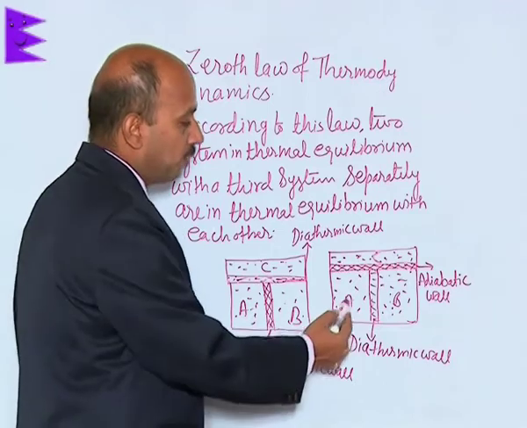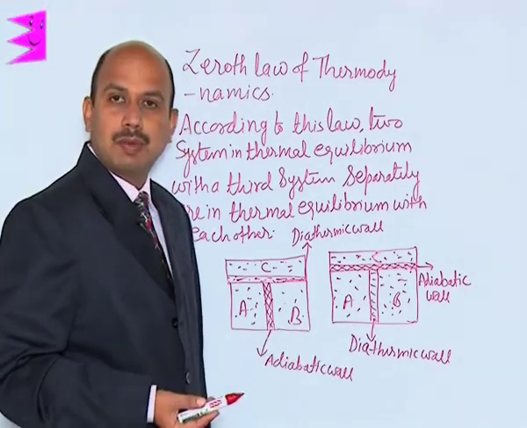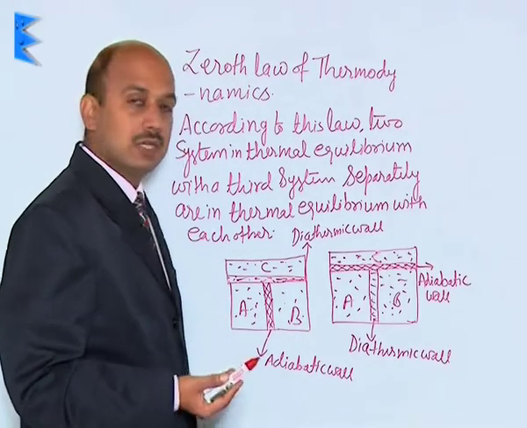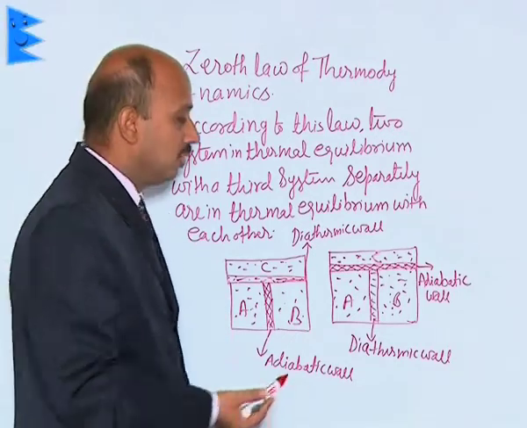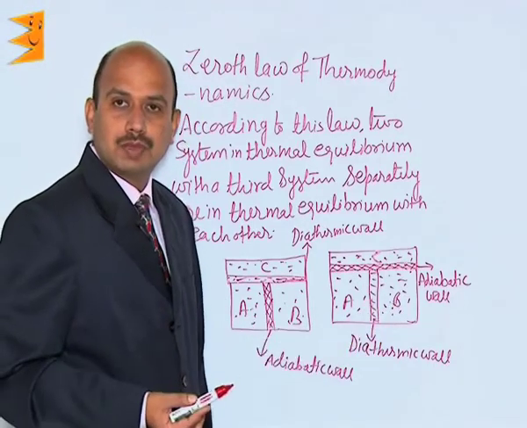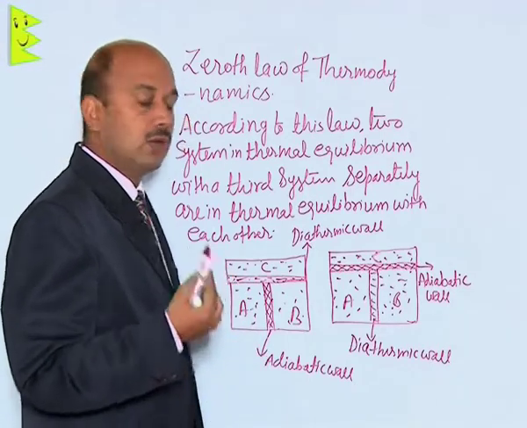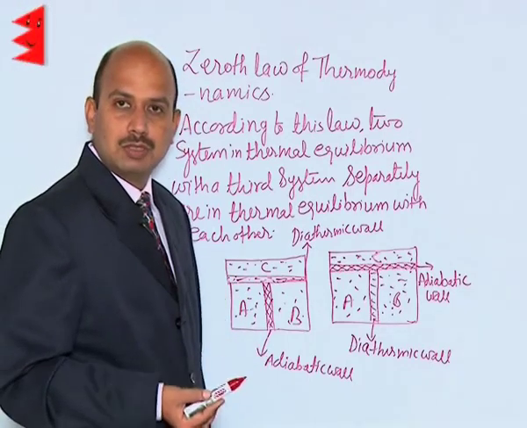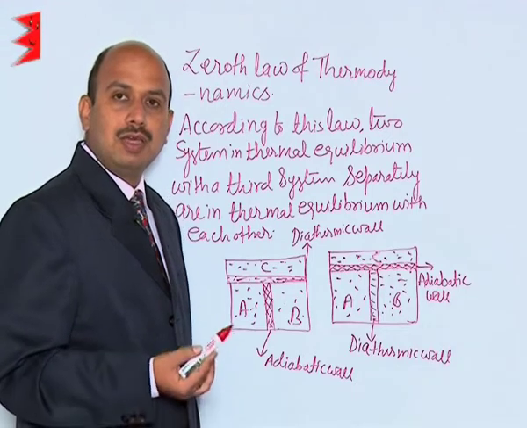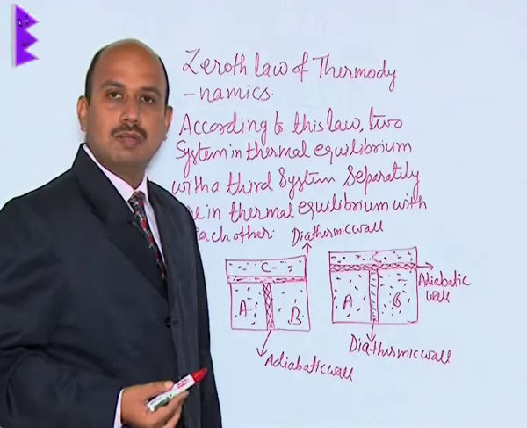But it is observed that between A and B, there is no change in the thermodynamical parameters. That means there is no change in temperature. It means there is no transfer of heat. That means A and B are in thermal equilibrium. So the quantity which determines that the system is in equilibrium is known as temperature, which is a scalar quantity. So basically the temperature determines whether A and B are in thermal equilibrium or not.